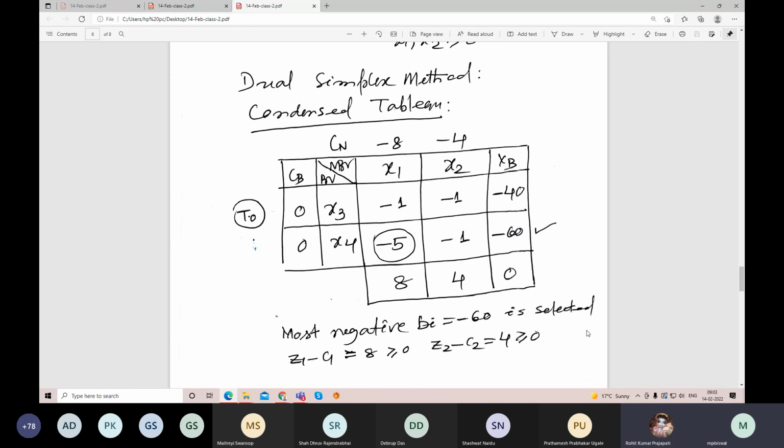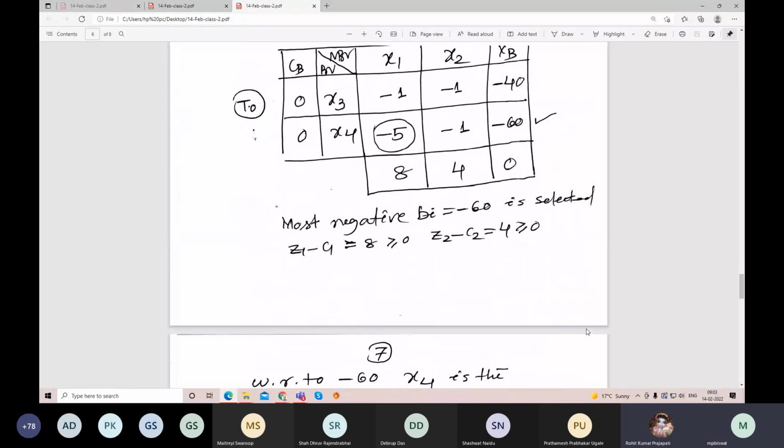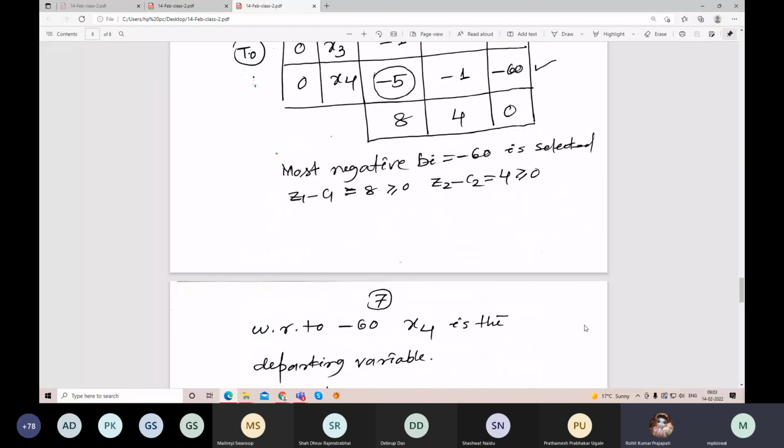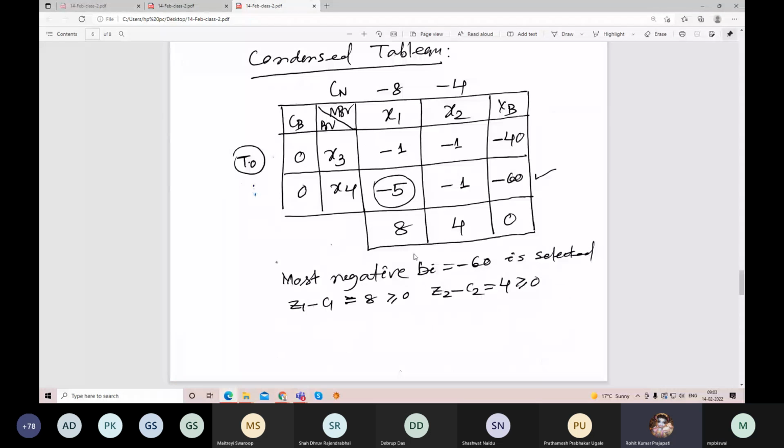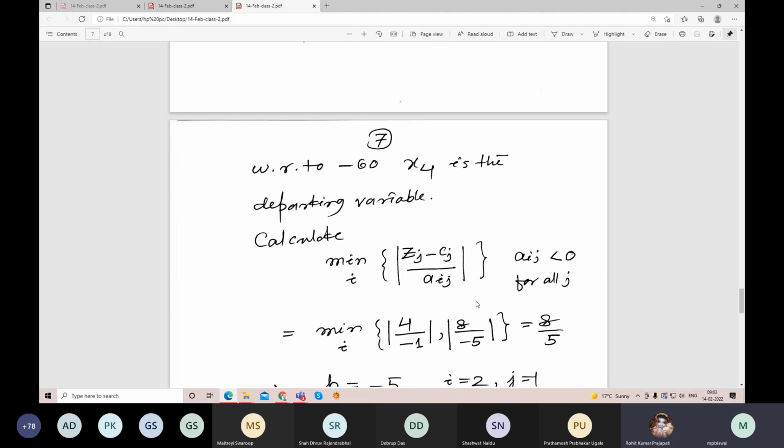With respect to minus 60, x4 is the departing variable. We have concluded. Calculate the minimum over j of zj minus cj divided by the absolute value of aij, where aij is less than 0. So you can see here, 8 divided by minus 5, its absolute value, and similarly 4 divided by minus 1, its absolute value.